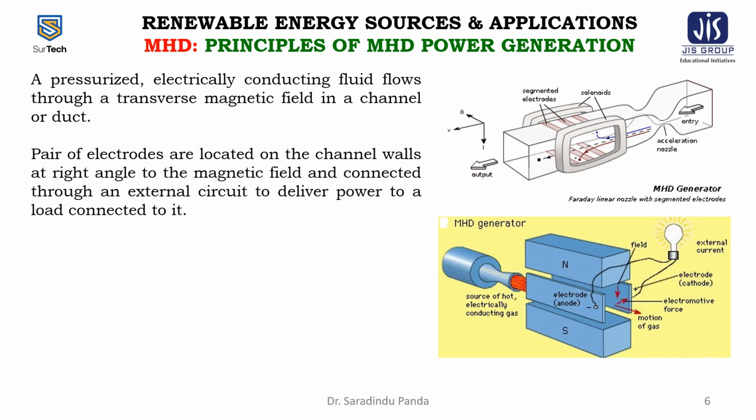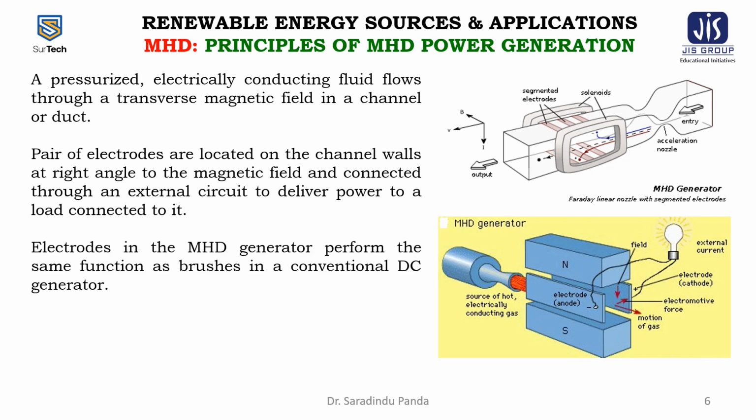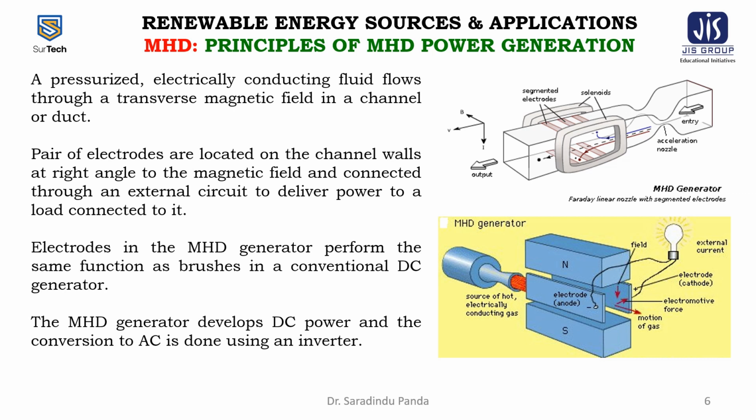A pair of electrodes are located on the channel walls at right angles to the magnetic field and connected through an external circuit to deliver power to a load connected to it. Electrodes in the MHD generator perform the same function as the brushes in a conventional DC generator. The MHD generator develops DC power and the conversion to AC is done using an inverter.